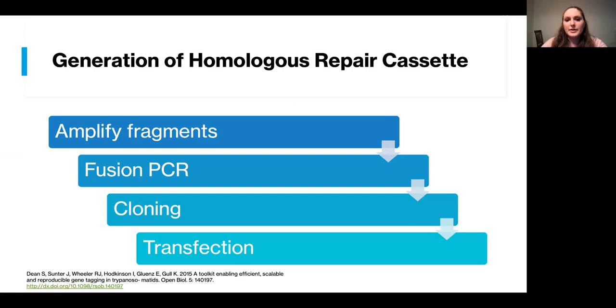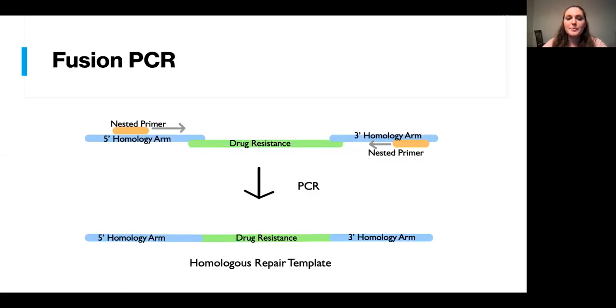So how do we generate the homologous repair cassette? First, we amplify 3 fragments: 2 homology arms, one 500 base pairs upstream and one 500 base pairs downstream of the target gene, and then a drug resistance cassette. Then we use fusion PCR to put those pieces together. Finally, the fusion PCR product is cloned, and then once we have enough DNA generated, we can do transfection.